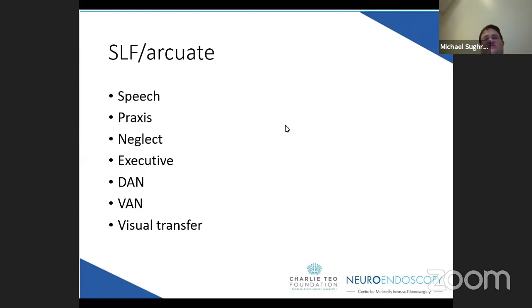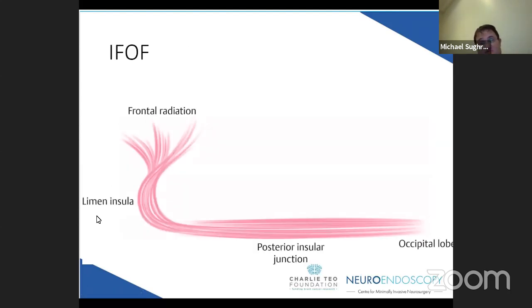So you can see that inside the SLF arcuate, we have speech, praxis, neglect, the executive network, which we'll talk about in a second, the two ventral and dorsal attention networks, and even part of the visual system are in that network. So again, ignore it at your own risk.